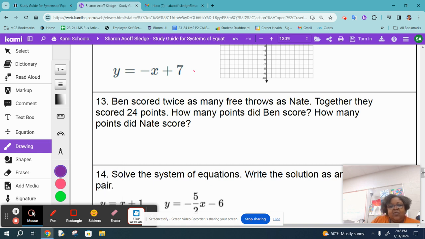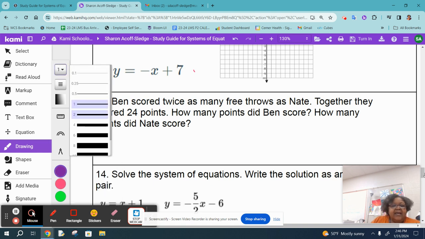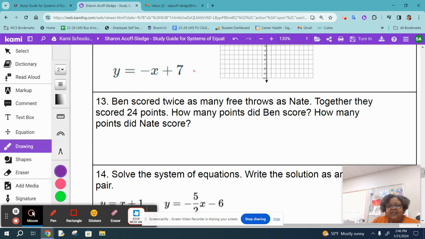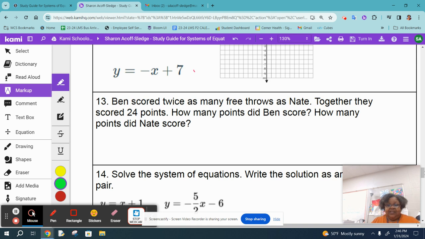Okay, Ben scored twice as many free throws as Nate. Together, they scored 24 points. How many points did Ben score and how many points did Nate score? A block, I forgot this question here. I did not answer this question. So I hope you all figured that out. But there are actually two questions here, this one and this one. So we need Ben and Nate.